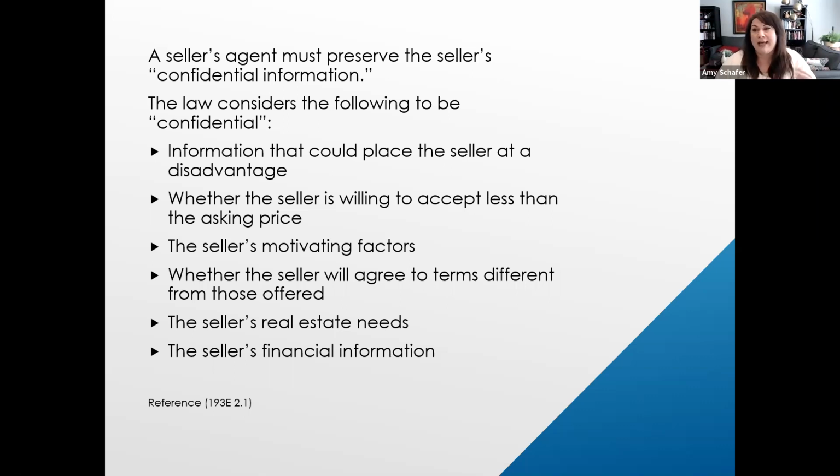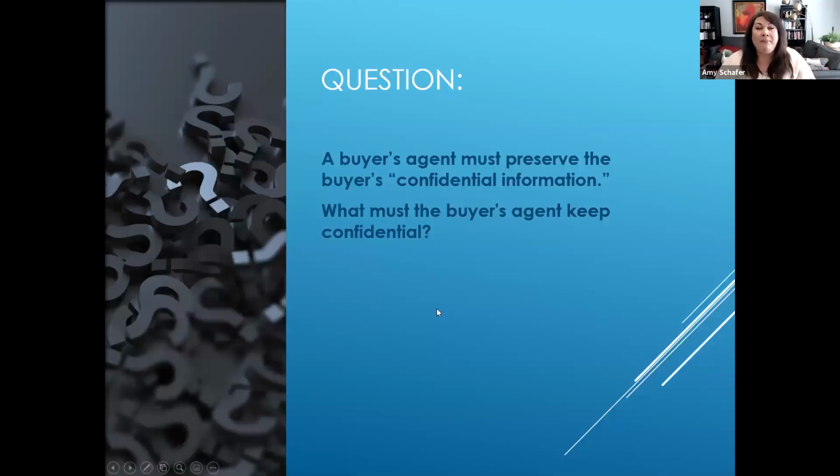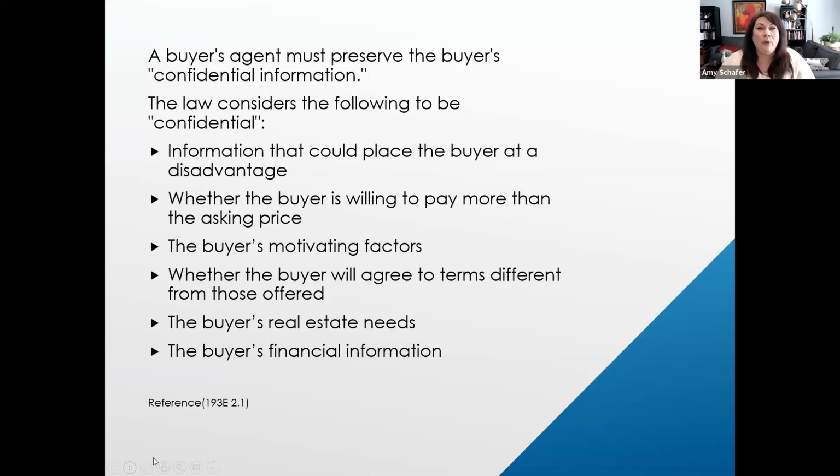My big three rocks I always categorize in, I'm sure you'll learn, and for those of you who've worked with me before, I love things in groups of three. But my big three rocks for confidential information is strategy, motivation, and finances. Okay, so next question. A buyer's agent must preserve the buyer's confidential information. What must the buyer's agent keep confidential? Well, the list is really very, very similar to what we just reviewed.